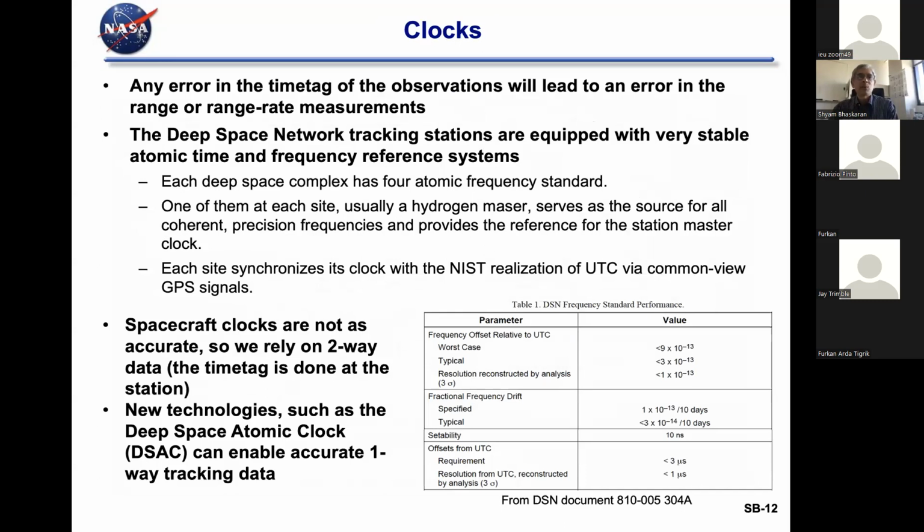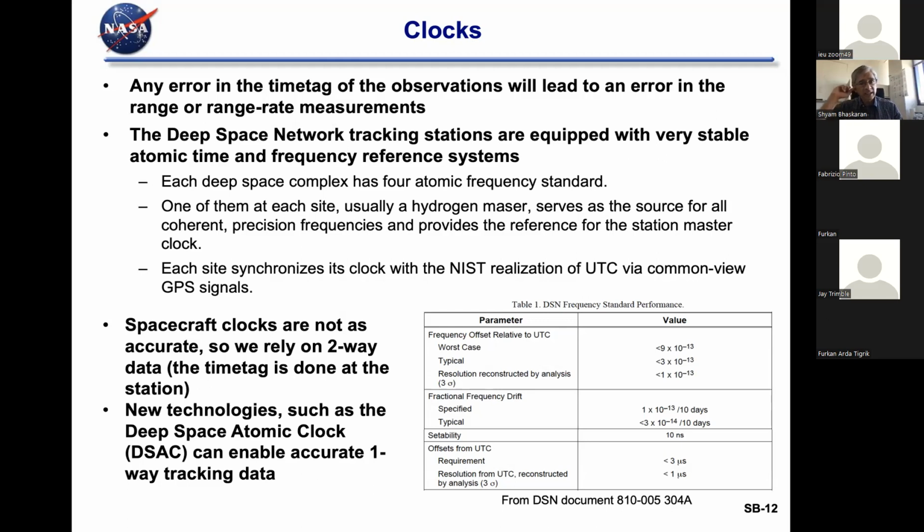So one thing important about this is time. Keep in mind, we're measuring the time, for example for range, the time it takes for a signal to go up to the spacecraft and back down. It's very important that we keep very accurate time, because any error in the time tag will translate to an error in the range. So we have very precise measurements, and we have to have very, very accurate clocks.